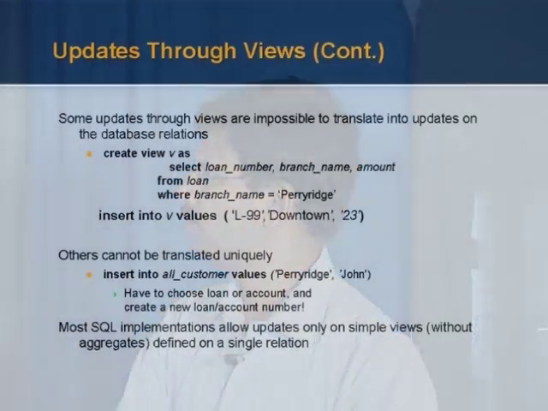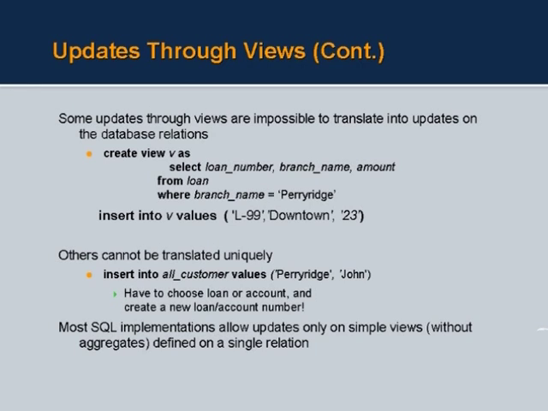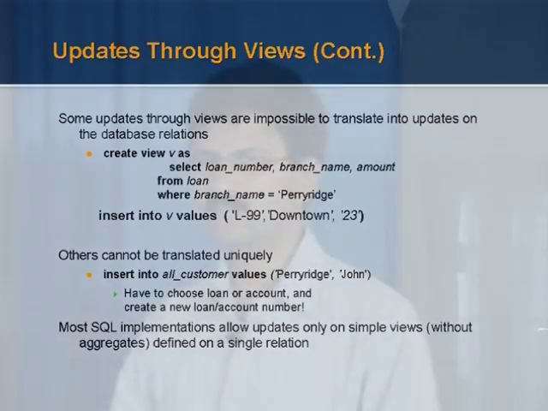And now, if you try to insert into all customers values Perry, Rich, John, this database has no clue what to do. Should it insert an account? Should it insert a loan? In either case, it would have to insert a null value. So this update cannot be handled at all. So database systems, if they see a view containing union, will simply reject it. In fact, unfortunately, some database systems don't even support views with unions. Forget updating them. But even if they did support a view with union, they will not allow it.